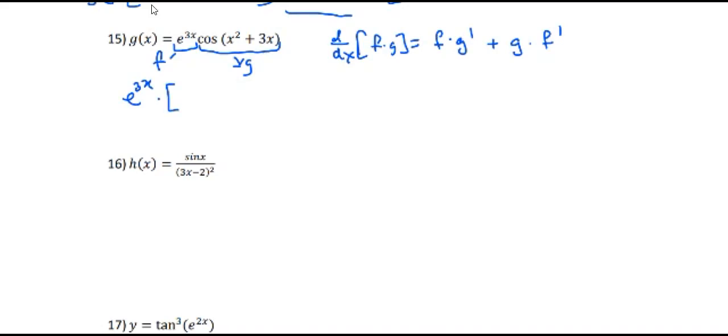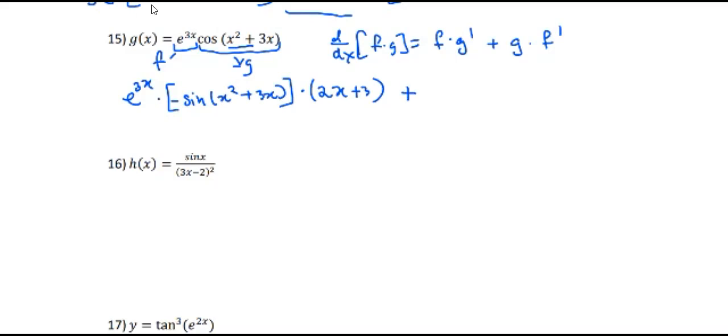Well, g prime is first you want to just take the derivative of the outside function. So derivative of cos is just negative sine of x squared plus 3x. Okay. And then you want to take that and multiply that by the derivative of the inside function, which is 2x plus 3. Okay, so that's how we do the first part.